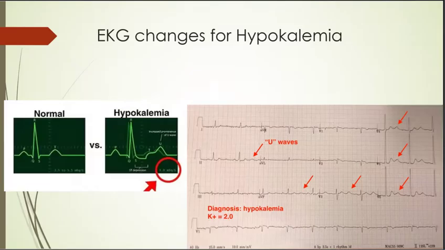Here are the EKG changes for hypokalemia. It will be flat or inverted T waves, ST depression, prominent U waves. You can see here prominent U waves, and ventricular dysrhythmias. So it's not going to be anything related to the P waves, but it'll be something related to the QRS because that's related to ventricular.